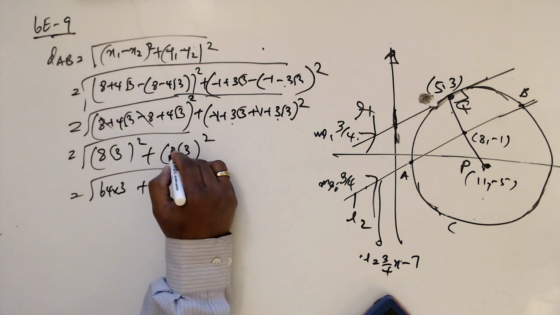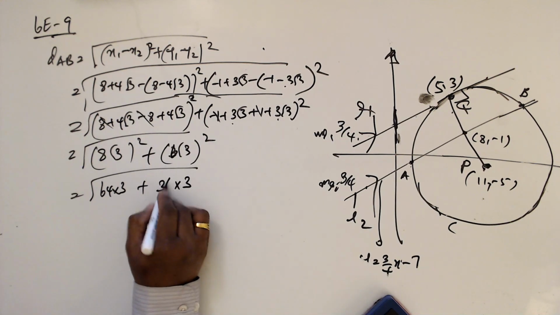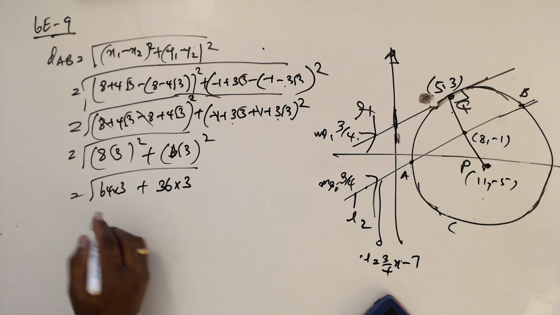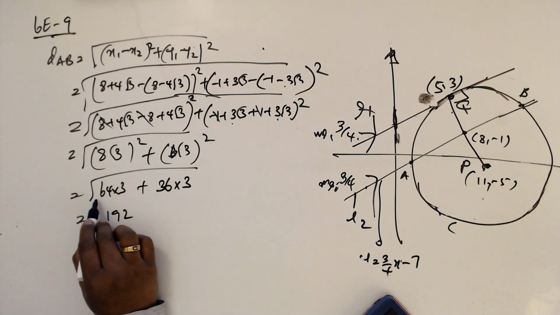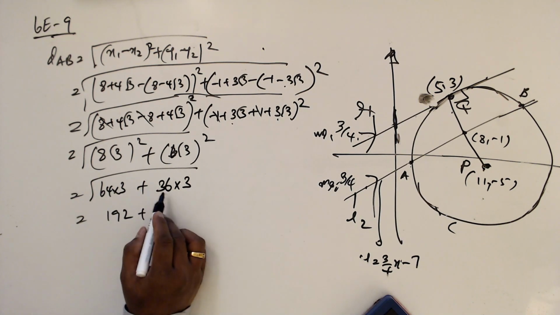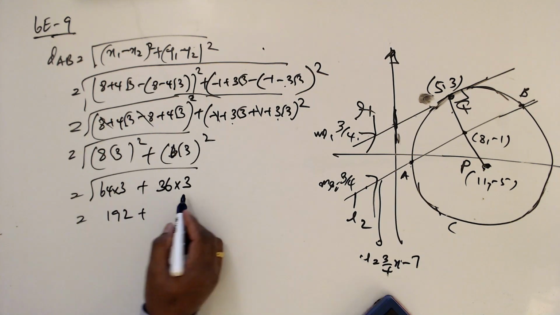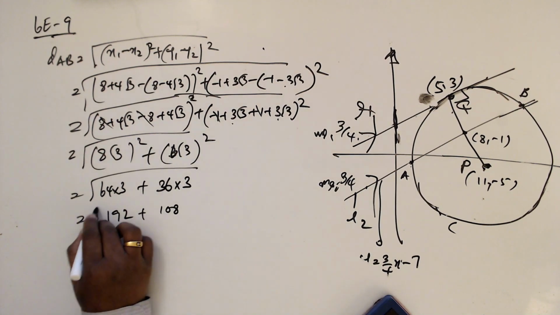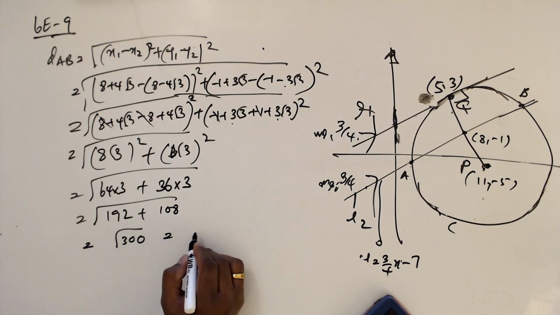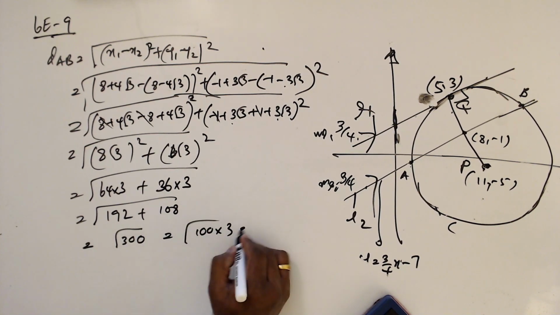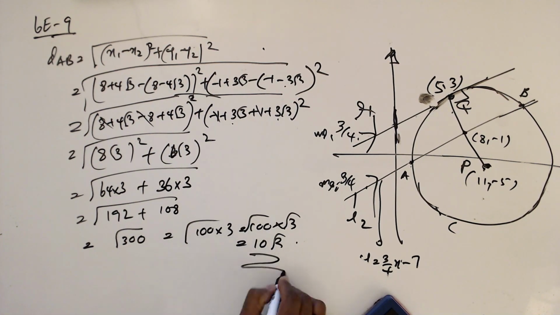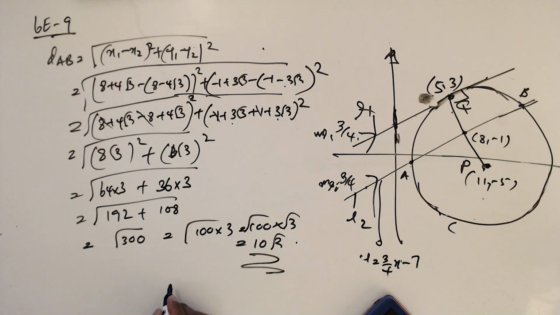3 plus 3, 6. So this is going to be 36, so this is going to be 192. 64 times 3 is 192, and 9 times 3 is 27, so the total is 300. Under the square root, 300 means 100 times 3, which is 10 square root 3. So this is the distance of AB.